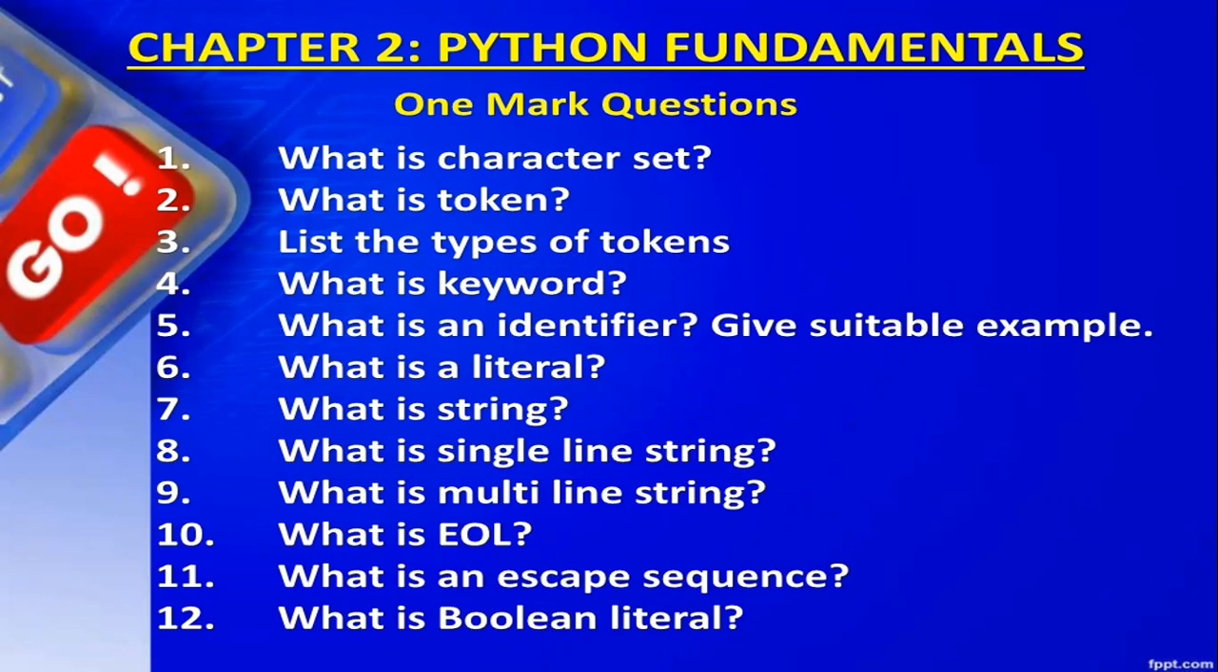What is character set? What is token? List the types of tokens. What is keyword? What is an identifier? And give a suitable example. What is a literal? What is a string? What is a single line string? What is a multi-line string? What is EOL? I had told you all this in one of the videos. You might have to go back and see some videos all over again to get an answer. What is an escape sequence? And what is a Boolean literal?